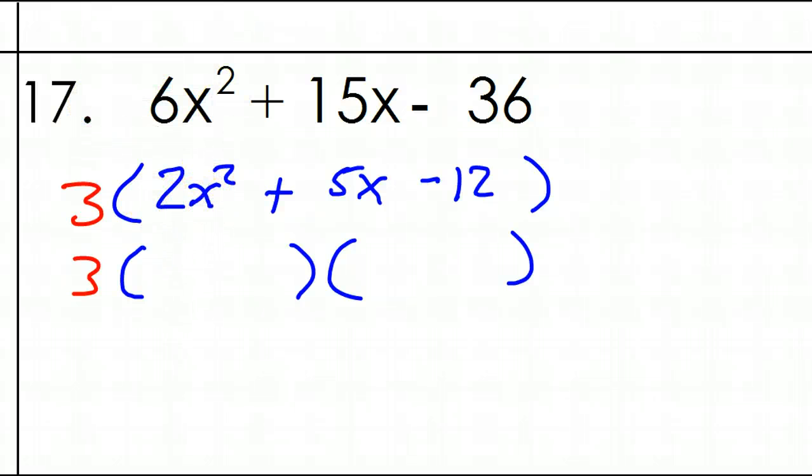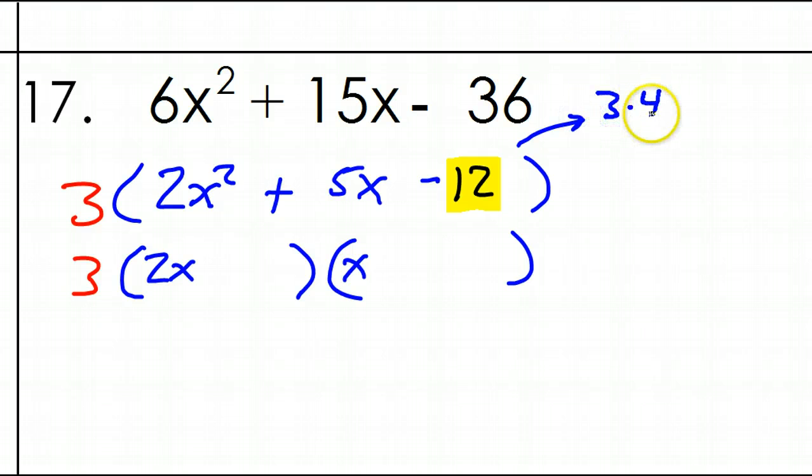2x squared, alright, you look at the 2x squared first. 2x squared can only be 2x times x. Okay, now you hop over and you look at the 12. 12 has several options. Alright, 12 is either going to be 3 times 4, or 2 times 6, or 1 times 12.